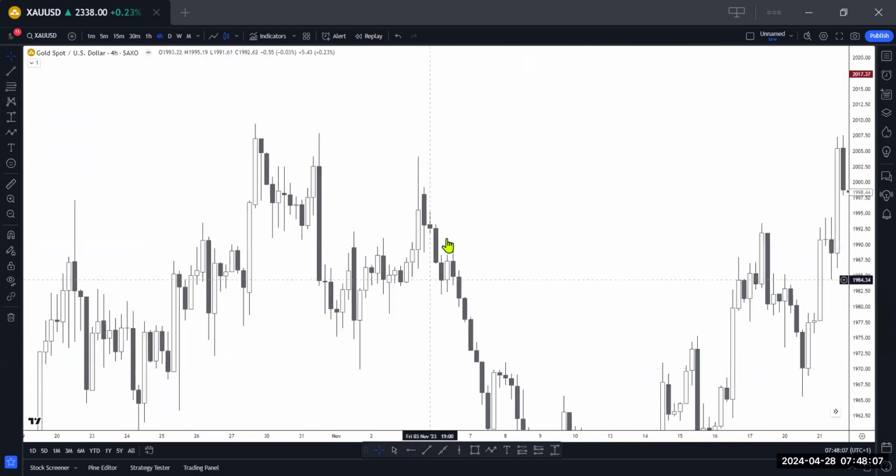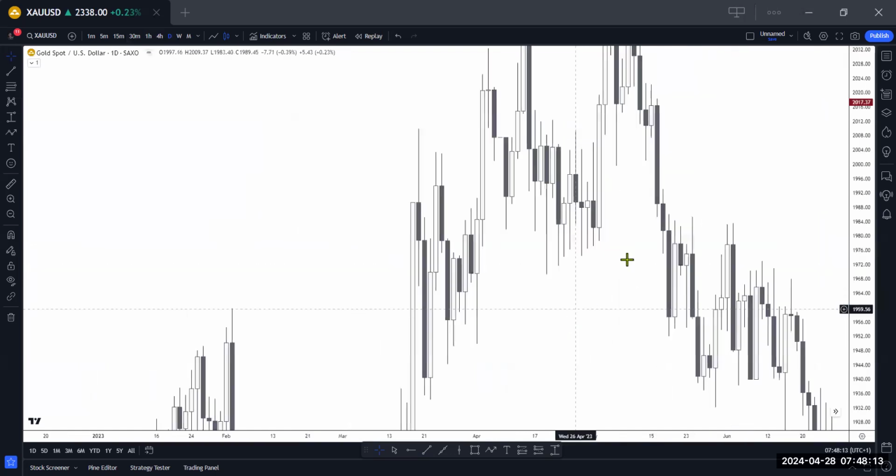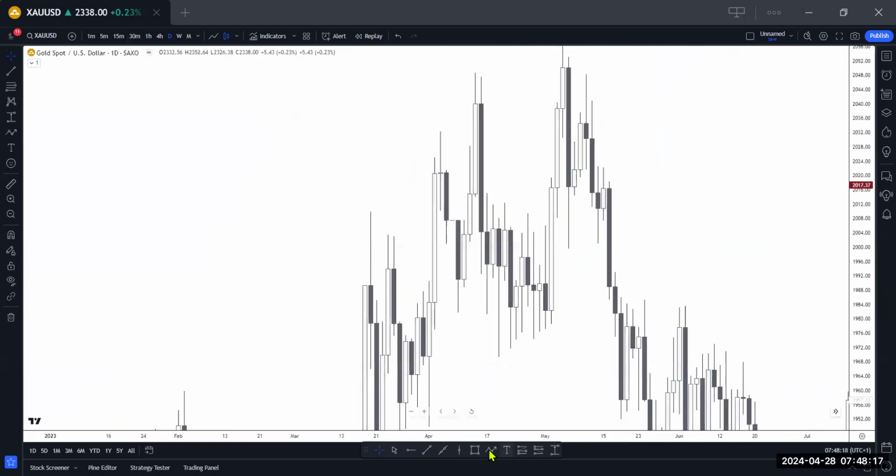Fresh and unfresh. Looking for more examples. Let's see the daily. See this one. See how much the price tagged this level. Price used it one, two, three, four times, right?